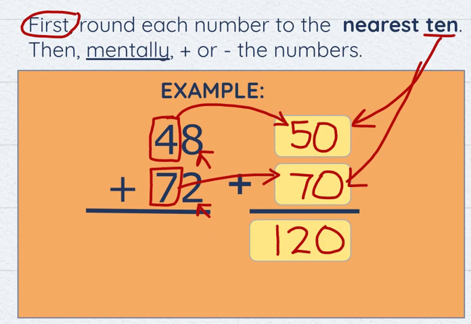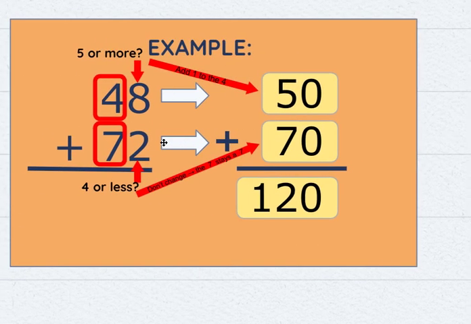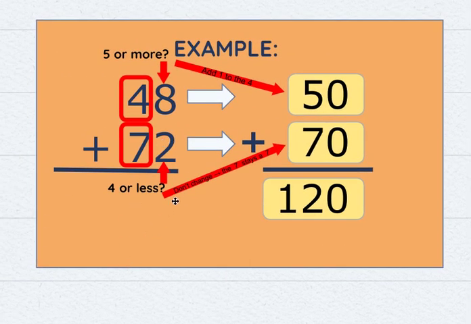So here's a summary of what we did. Oops, move this down so we can get it in the picture. So the 48 and the 72, we had to look at our rules. And the 8, it was 5 or more, so we had to add 1 to the 4. So that's why we added 1 to the 4 to make 50. With the 72, it was 4 or less. That was the rule. So we don't change. The 7 stays a 7. So again, we have 50 plus 70 is 120.